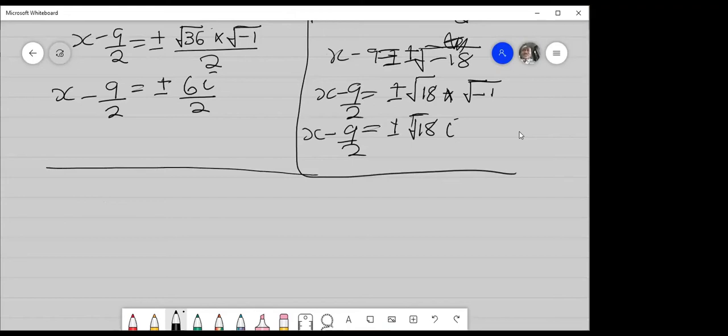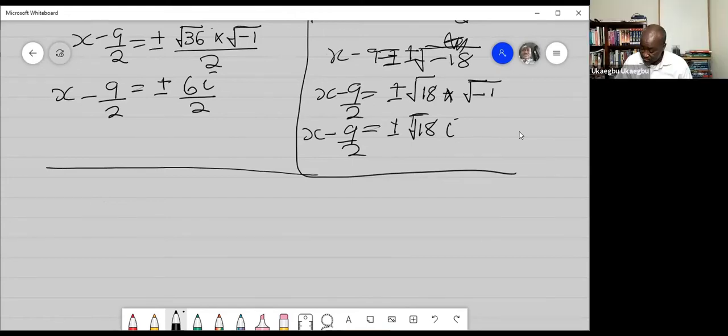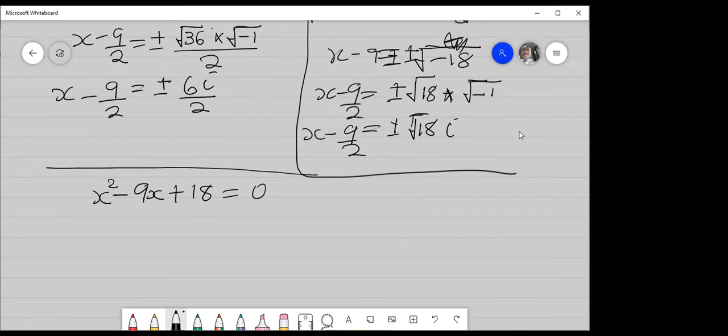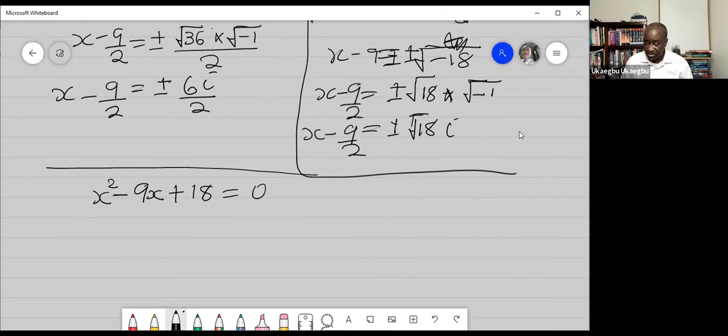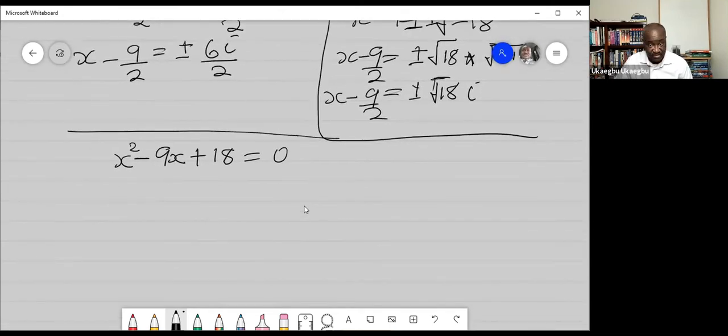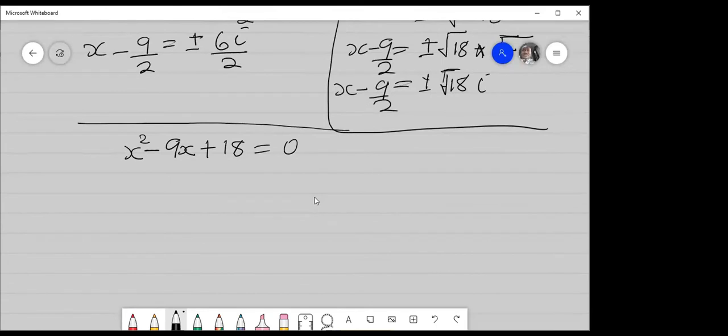Give me the original equation that you solved. x squared minus 9x plus 18 equals 0. Okay, so what method did you use? Completing the square. Okay, let's use completing the square to solve it.